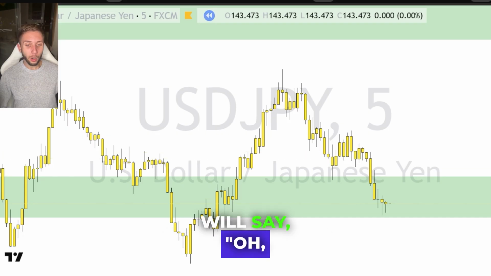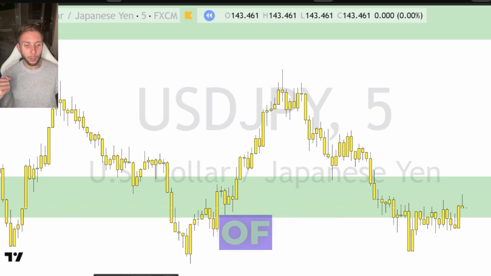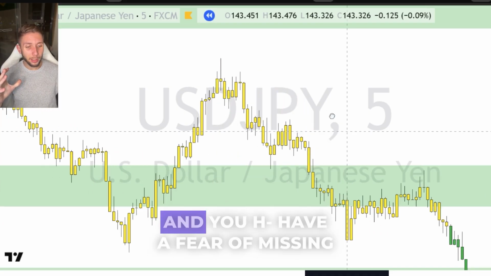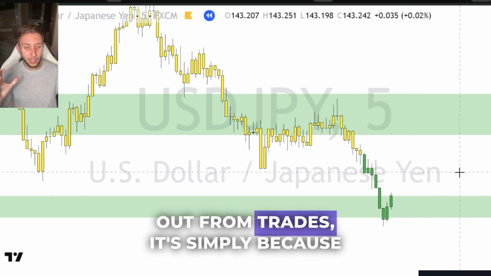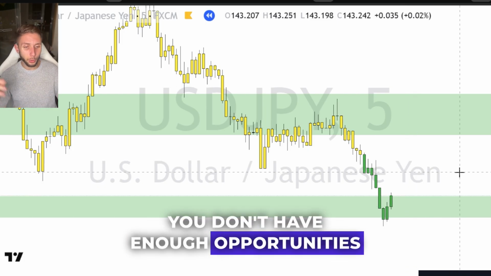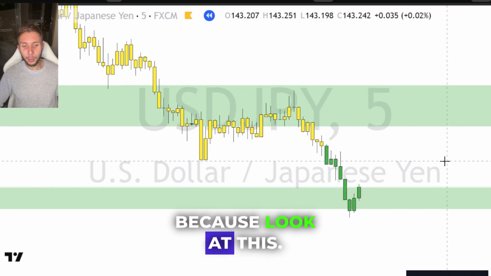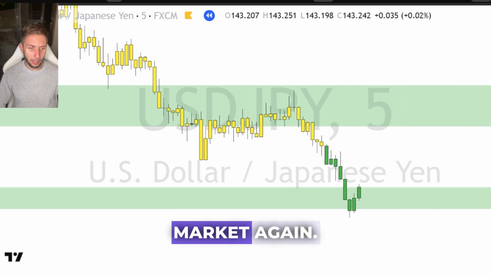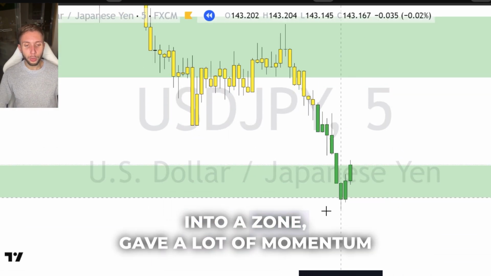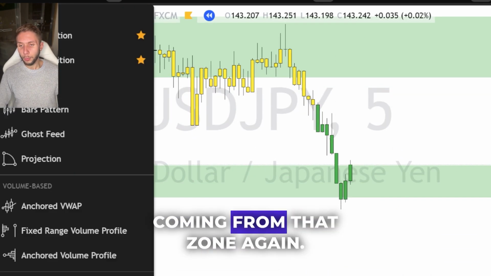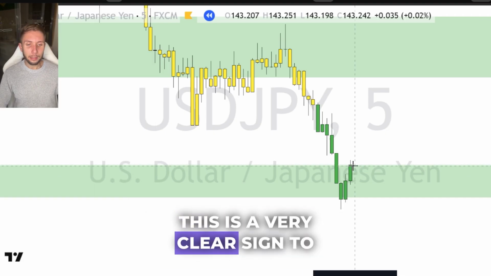A lot of people will say, oh, but my main problem is psychology. It's fear of missing out. If you are missing out on trades and you have fear of missing out from trades, it's simply because you don't have enough opportunities in your trading strategy. Because look at this. Green candles came back to the market again. They came and pushed straight into a zone, gave a lot of momentum coming from that zone again. This is a very clear sign to buy.